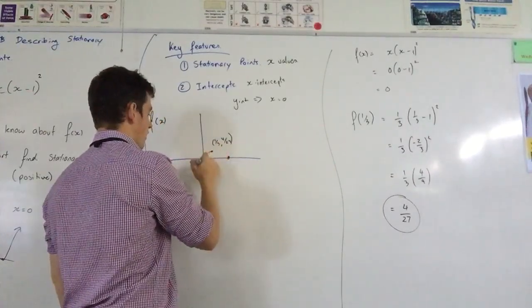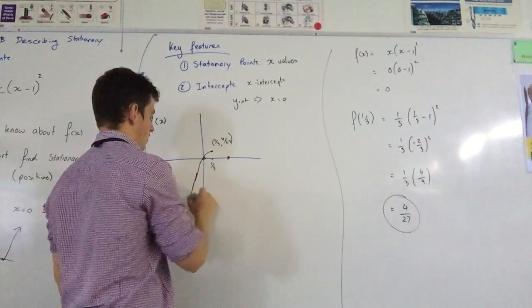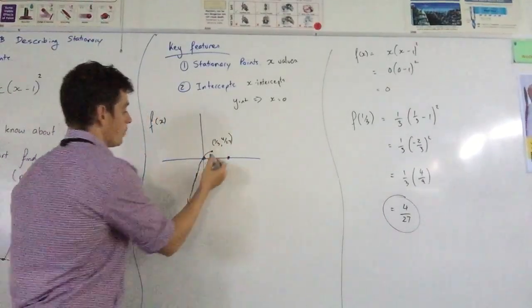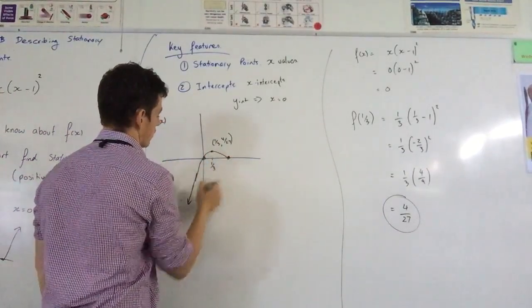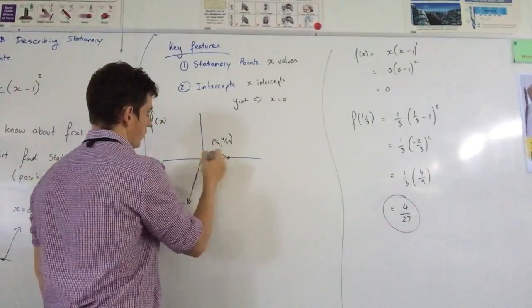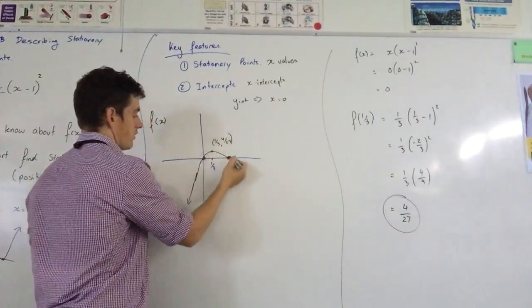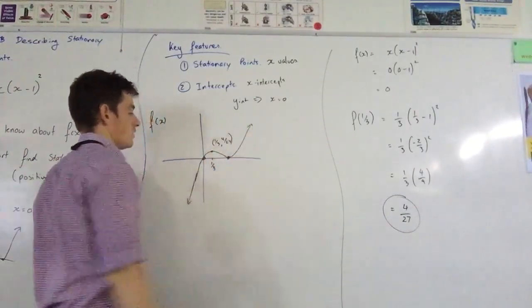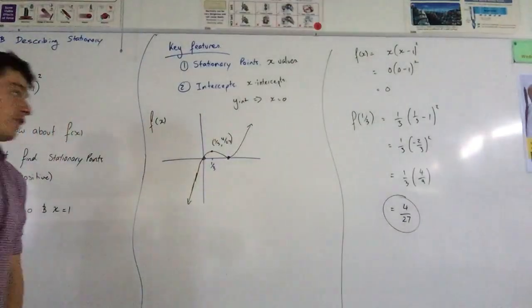Okay, that's our function. We know that our gradient goes negative. Then between those, it goes positive. Between those it goes negative, and then it hits a turning point where it continues to go back positive. So that's what our function looks like.